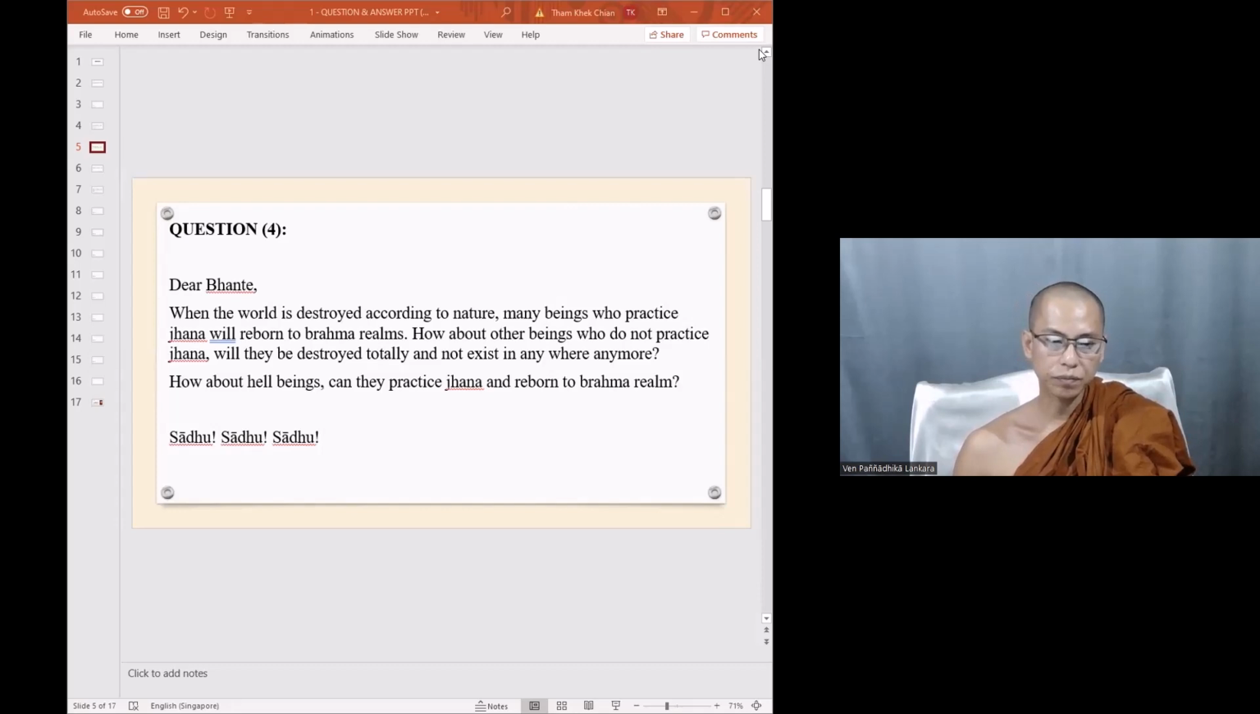Okay. I see. The second part of the question: how about hell beings? Can they practice jhana and be reborn in the Brahma realm? Probably Bhante explained already. Yeah, there is no way for them to practice. They have no opportunity to practice up to the jhana. That's why they will die due to the destruction of the nature, and they will have the opportunity for a new birth, maybe in the hell or in another realm of existence in another world cycle.